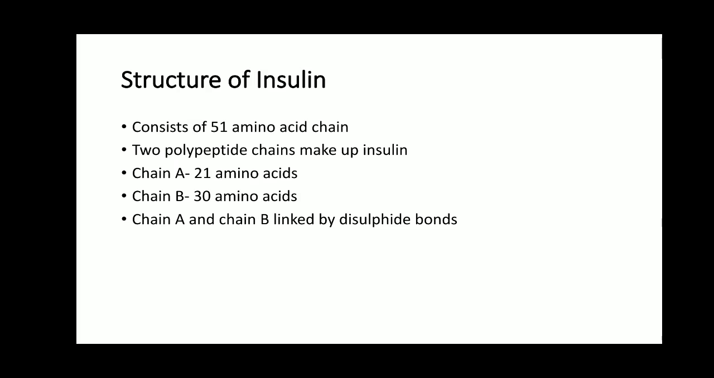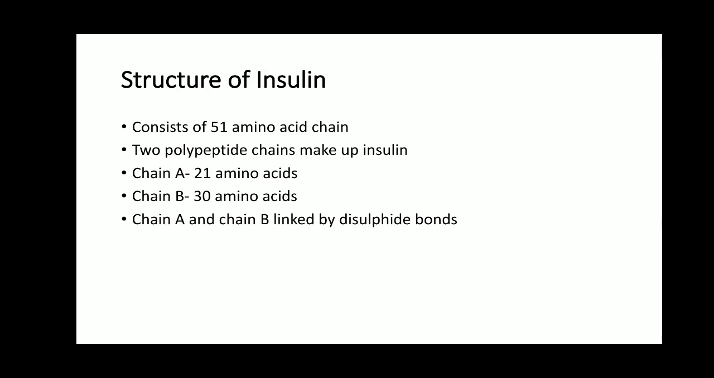Getting, students? The structure of insulin. Active insulin contains 51 amino acids, which is made up of 2 polypeptide chains. Chain A is made up of 21 amino acids and chain B is made up of 30 amino acids. Chain A and chain B are linked by disulfide bridges or disulfide bonds, right?